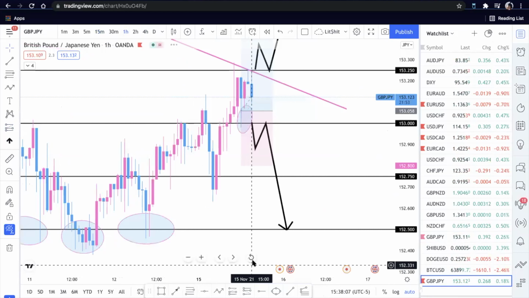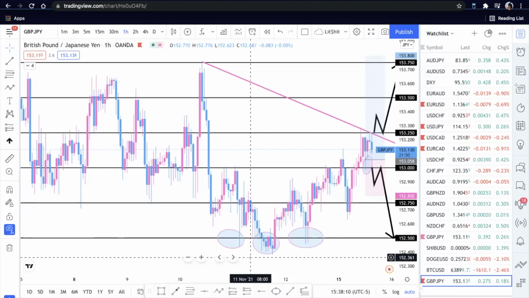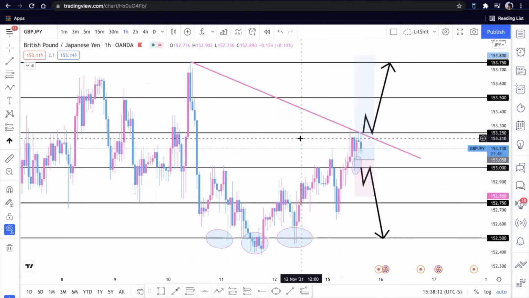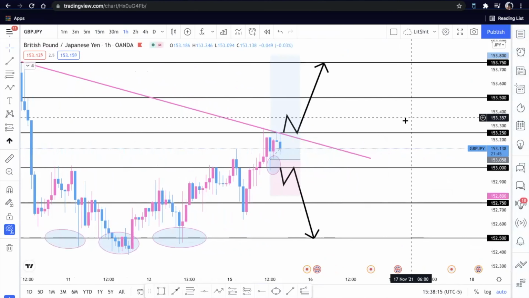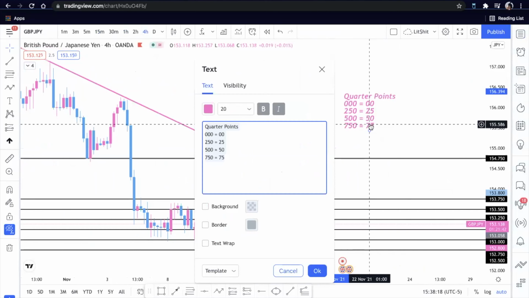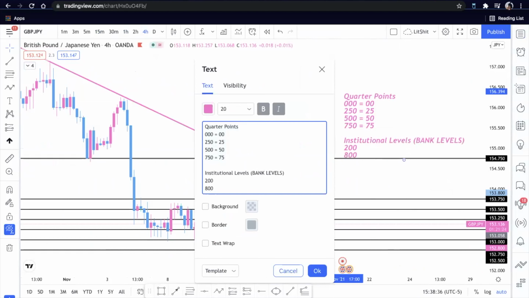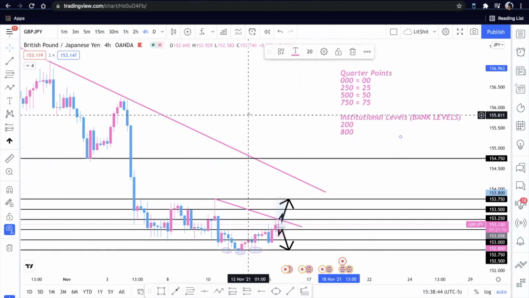So let me make this bigger so y'all can see. In addition to using quarter points, I do use institutional levels as well. Where did my writing go? Okay, so in addition to quarter points, you do have institutional levels, which is the 200 level and the 800 level. These are going to be your bank levels, okay? These are what your banks use, because if you are not familiar, banks do trade your money in the foreign exchange market, okay? So let me just show you an example really quickly.